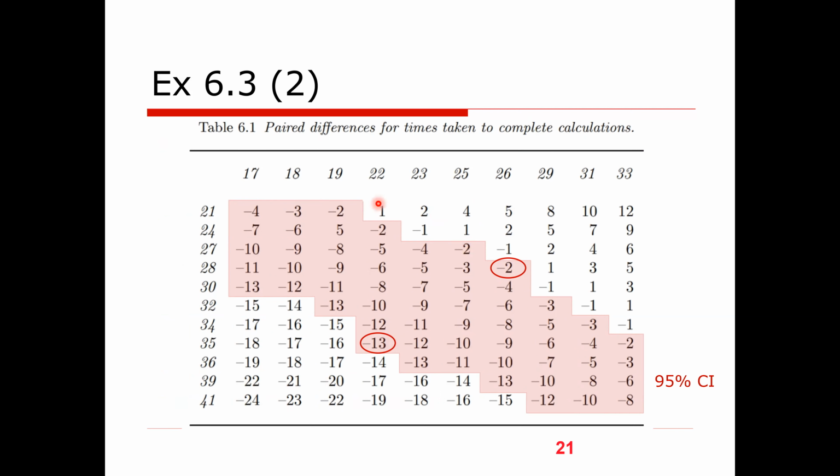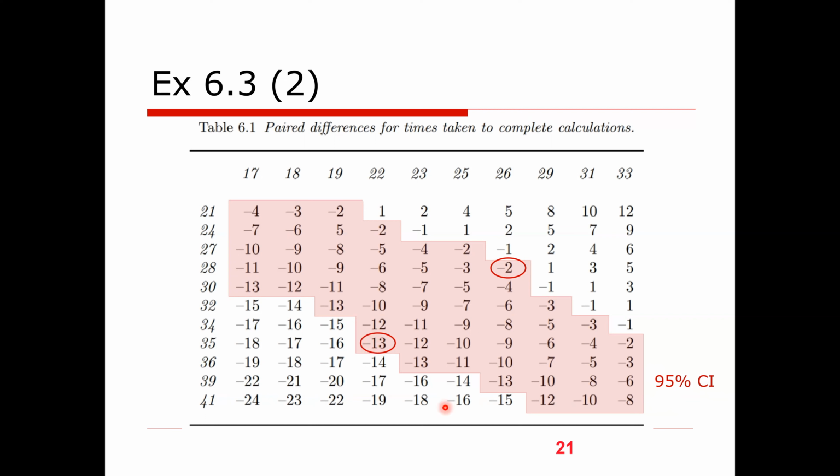So then we calculate the 26 largest one on this upper right corner, and then get the 26 smallest one to exclude. So all the Dijs inside this shade, inside this range, are within the 95% confidence interval. So the upper bound is -2, lower bound is -13.